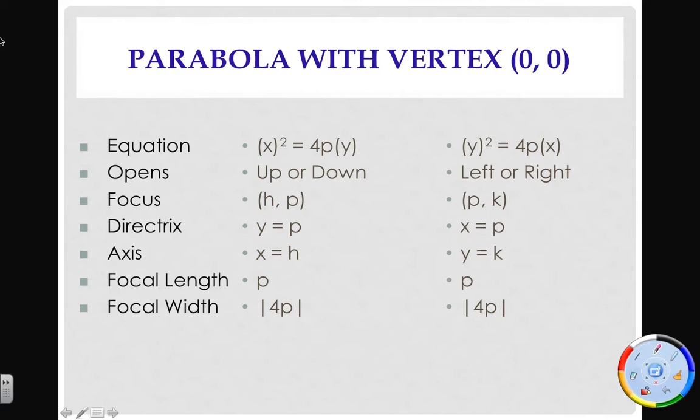with the vertex at 0, 0, there are two sets of equations here. The left set, or not equations, there's really only one equation. The first equation for this particular parabola is x squared equals 4py. Remember, p is the distance from vertex to focus. Make this a 0. I typoed that. That's supposed to be a 0, and this is also supposed to be a 0.